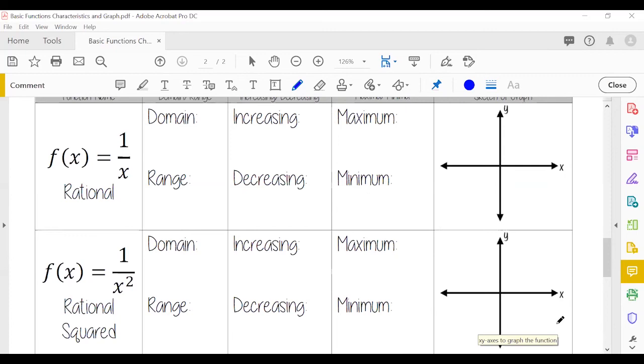We also have the rational function. Now we're going to kind of start this off and then we'll get more details with this later on when we do chapter 4, which is much later in the semester. Kind of like this and this. This is a pretty unusual graph.